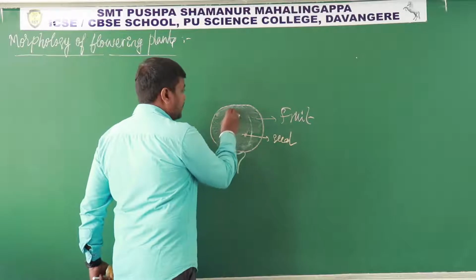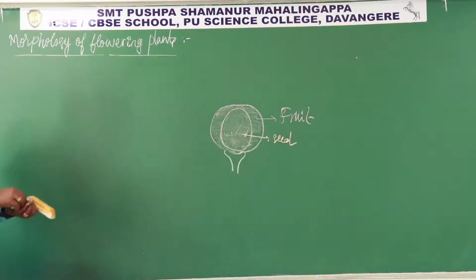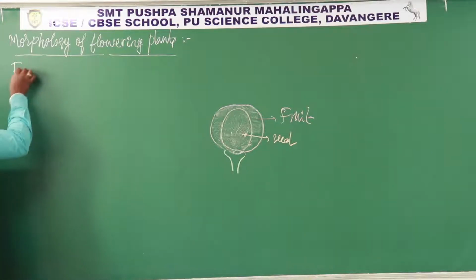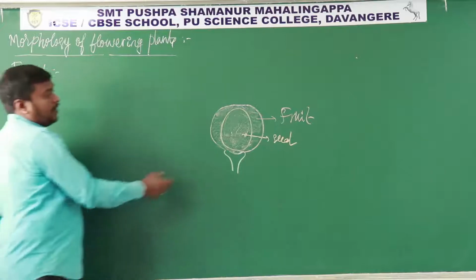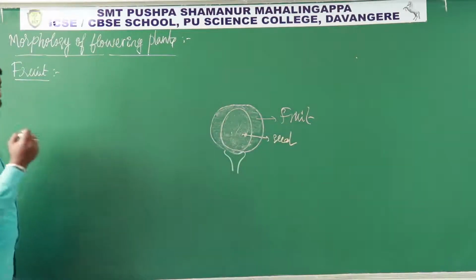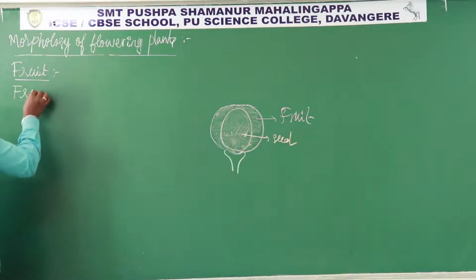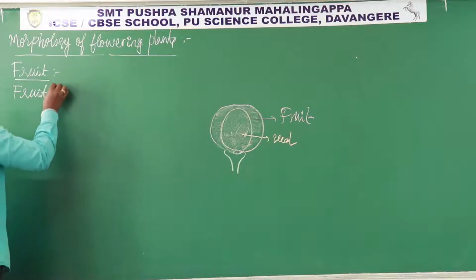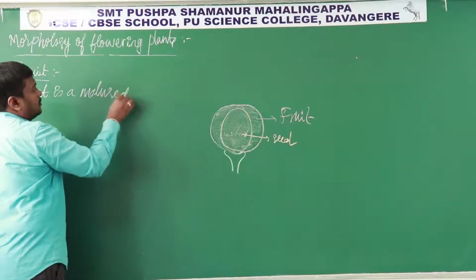Remember, only after fertilization do they develop into seed and fruit. So the next topic is fruit. Which part of the flower develops into fruit? It is the ovary. So the definition of fruit is: fruit is a matured ovary.